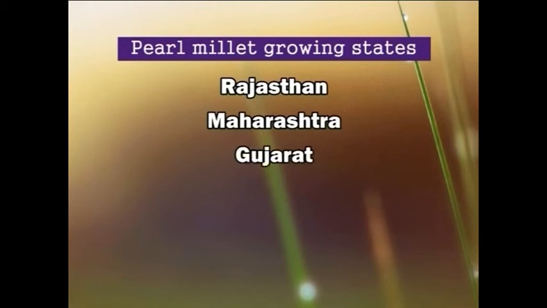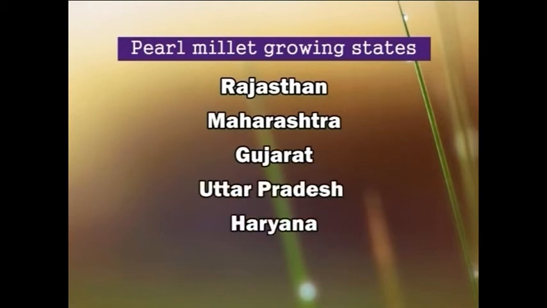In the USA, Australia, Southern Africa, and South America, pearl millet is grown on a limited scale as a forage crop. In India, it is grown almost in every state except in high rainfall areas like Assam, West Bengal, and Orissa. It is generally grown in areas of low rainfall and poor soils in the states of Rajasthan, Maharashtra, Gujarat, Uttar Pradesh, and Haryana.